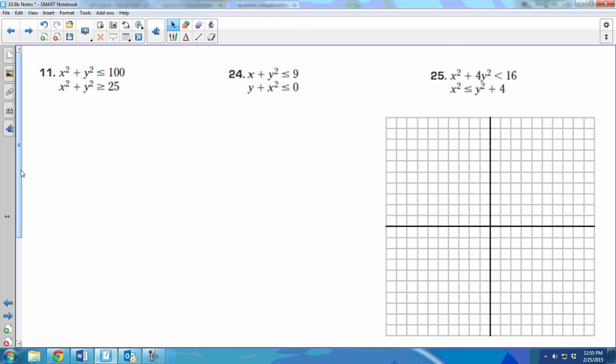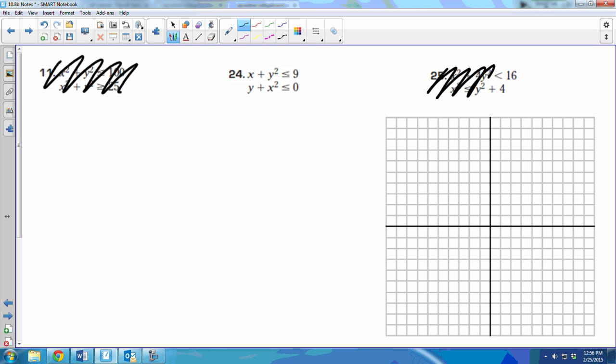Example on the back of your note sheet. What kind of conic sections are we dealing with? Parabolas. They're parabolas because there's only one squared term in both of them.